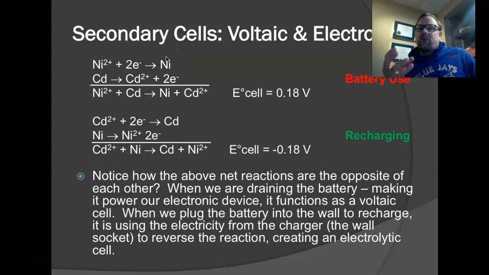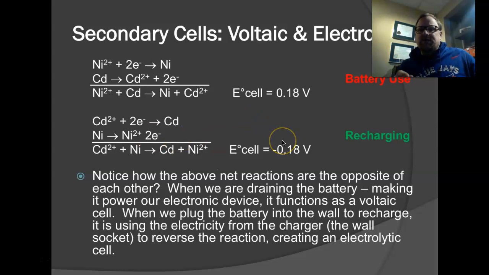Then, when we stop operating and we set that battery to charge or recharge, things switch. The cadmium electrode now starts to build its way up by gaining electrons, and it recharges into solid cadmium again. And the nickel electrode starts to break down, whittling its size down again. Okay, so what we're doing is basically reversing what's going on.